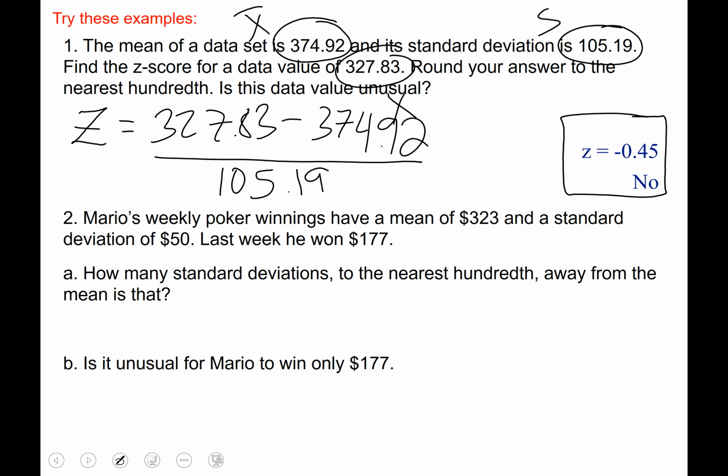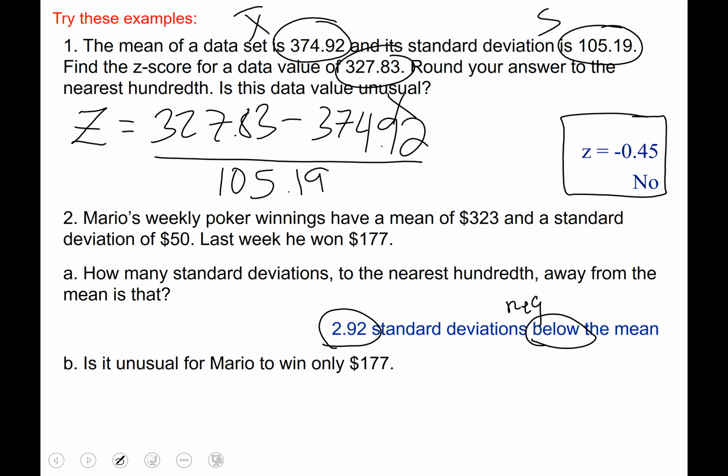All right, number 2, check your work. If you got 2.29 standard deviations below the mean, then you got it right. Nice job. So FYI, that would be a z-score of negative 2.92. But we weren't asked what's the z-score. We were asked how many standard deviations away from the mean is that. So it's this many standard deviations, but it's below the mean. So that word below addresses the negative part.